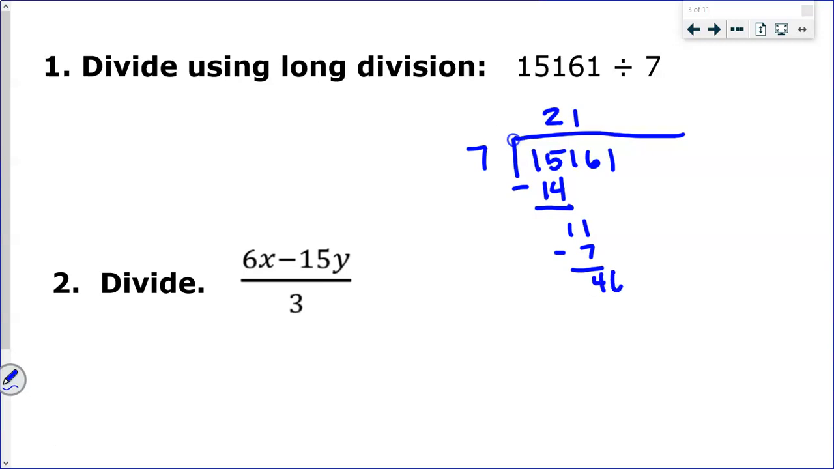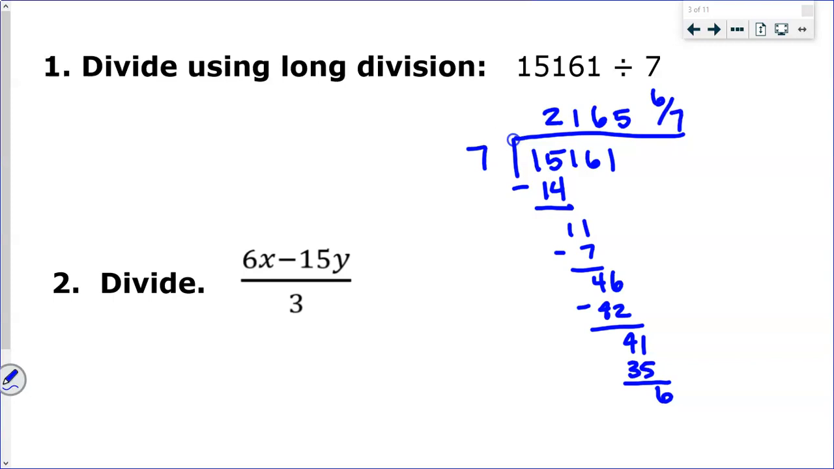And we're going to bring down the 6. How many times does 7 go into 46? Yep, 6 times. That's 42. Again, subtracting, so we have 4 left over and bringing down the 1. So that's going to be 5, right? 35. And we have, what, 6 left over? So remember, what we do with the remainder is we put it over the divisor. So 6 over 7, right?